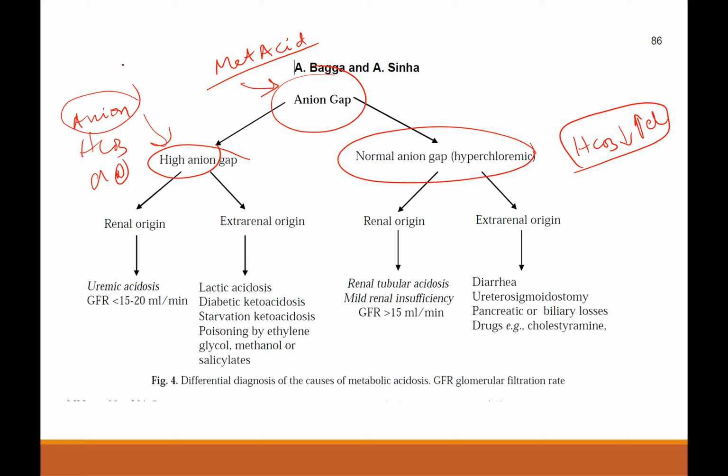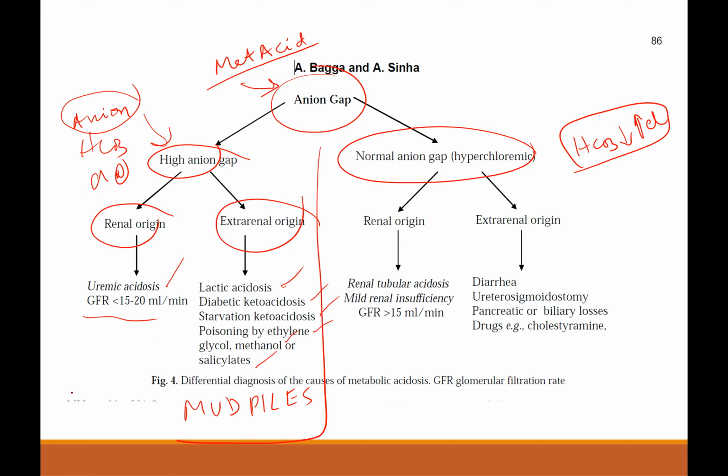Now, high anion gap, is it because of kidney disease or is it extrarenal? Suppose the eGFR is reduced so much, then there is uremic acidosis that can produce a high anion gap, or lactic acidosis, diabetic ketoacidosis, starvation ketoacidosis, alcoholic ketoacidosis, ethylene glycol, methanol, salicylate. We know the MUDPILES. These are all the causes of high anion gap.